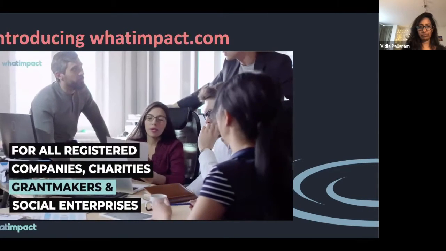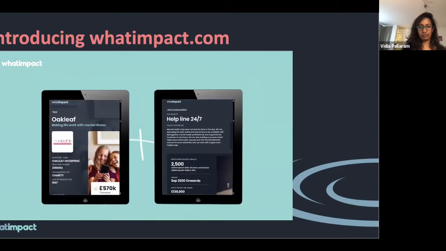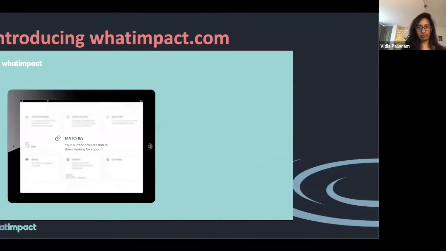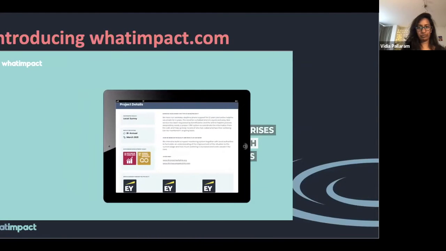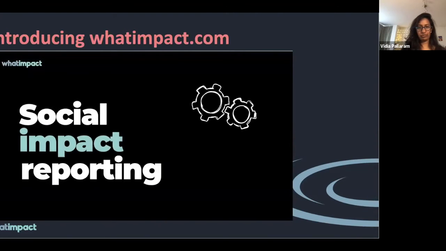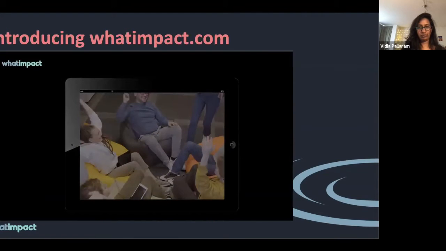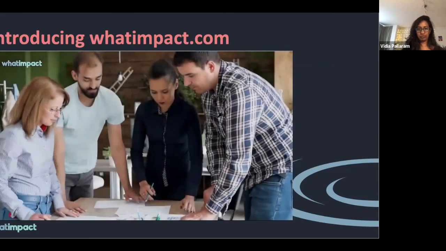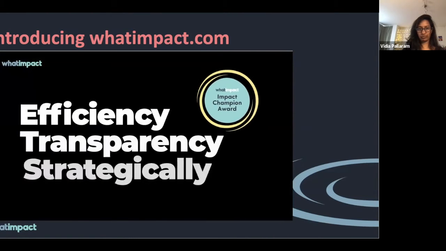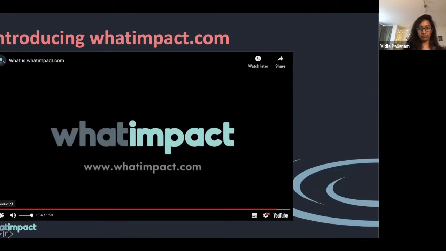whatimpact is for all registered companies, charities, grant makers, and social enterprises in the UK. Our algorithm and filters match like-minded organizations who share the same vision of the future and have the same goals. Donors on our platform can post offers of grants, donations, skill-based volunteering, and products or services. And charities and social enterprises can apply with their projects. Our streamlined application process helps to keep both parties' information in one place, making due diligence easier than ever. Our world-class impact reporting formulates comparable information for donors to understand the difference they helped make. As we are an open platform, including transparent government, grantmaker, and partnership information, it's easy to evaluate potential partners and formulate co-funding partnerships. whatimpact is for those who wish to give more efficiently, transparently, strategically, and in a more democratic way. So set up your profile and start making an impact today. Visit whatimpact.com.